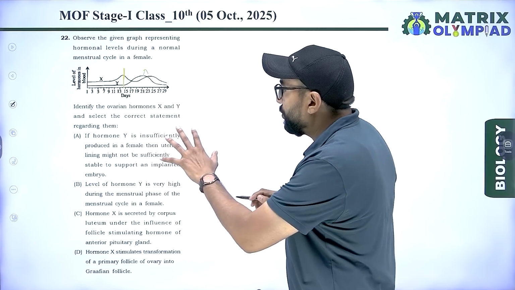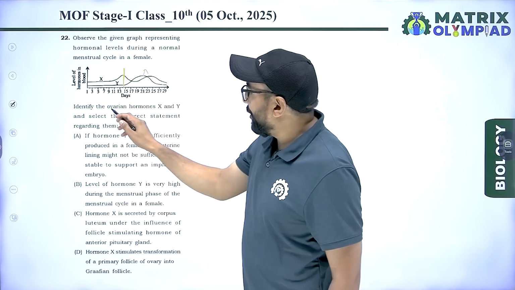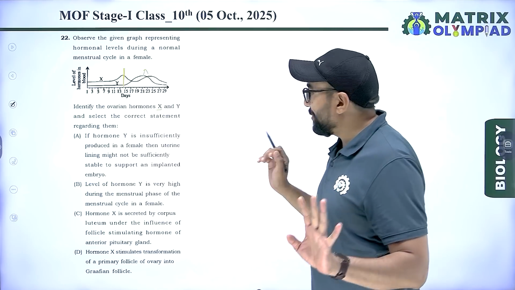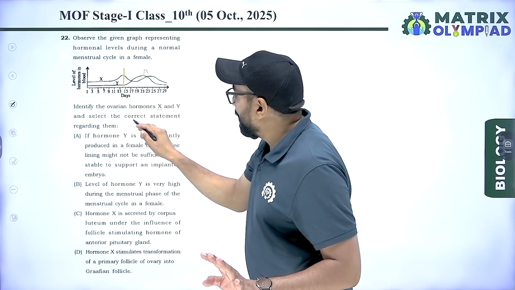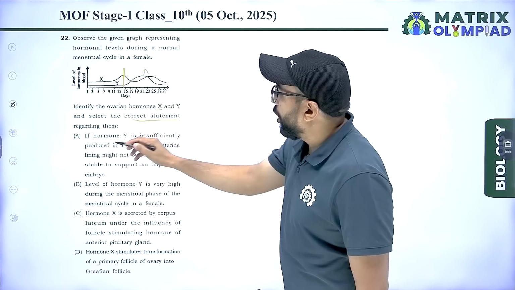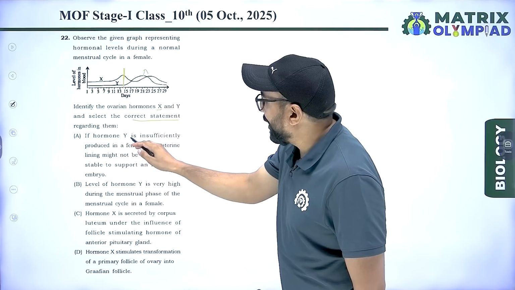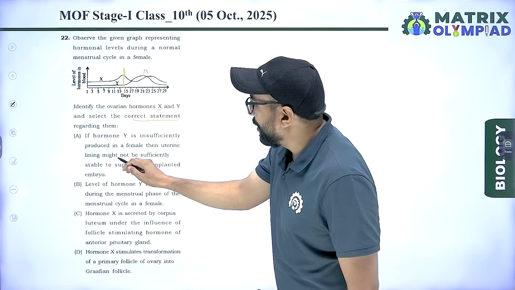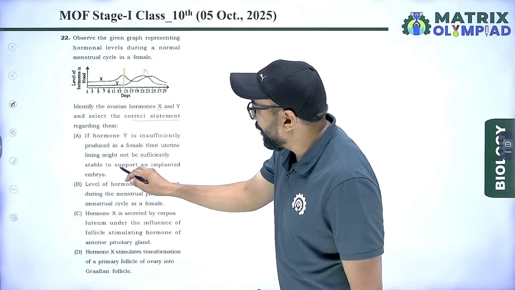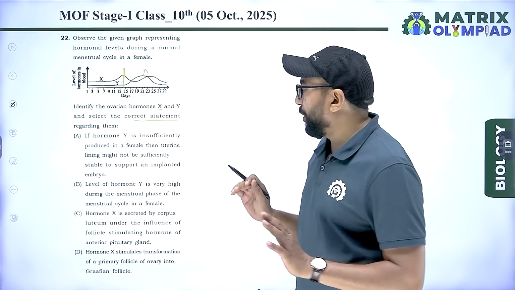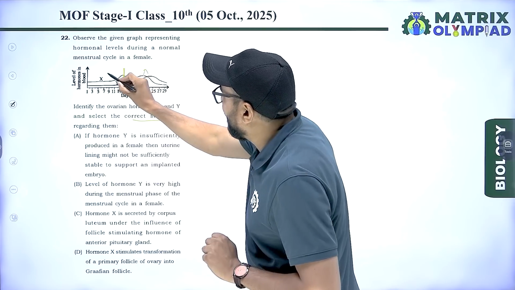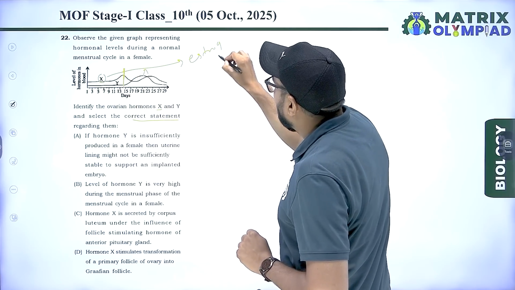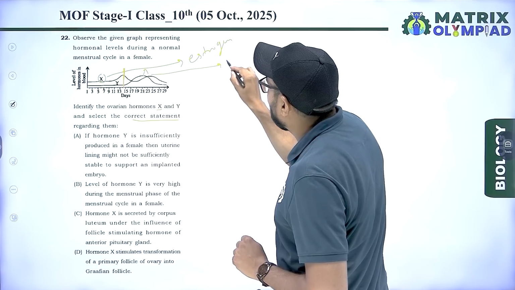According to this chart, identify the ovarian hormones X and Y, and select the correct statement regarding them. Option A: if hormone Y is insufficiently produced in a female, then the uterine lining might not be sufficiently stable to support an implanted embryo. In the given graph, X is estrogen and Y is progesterone.